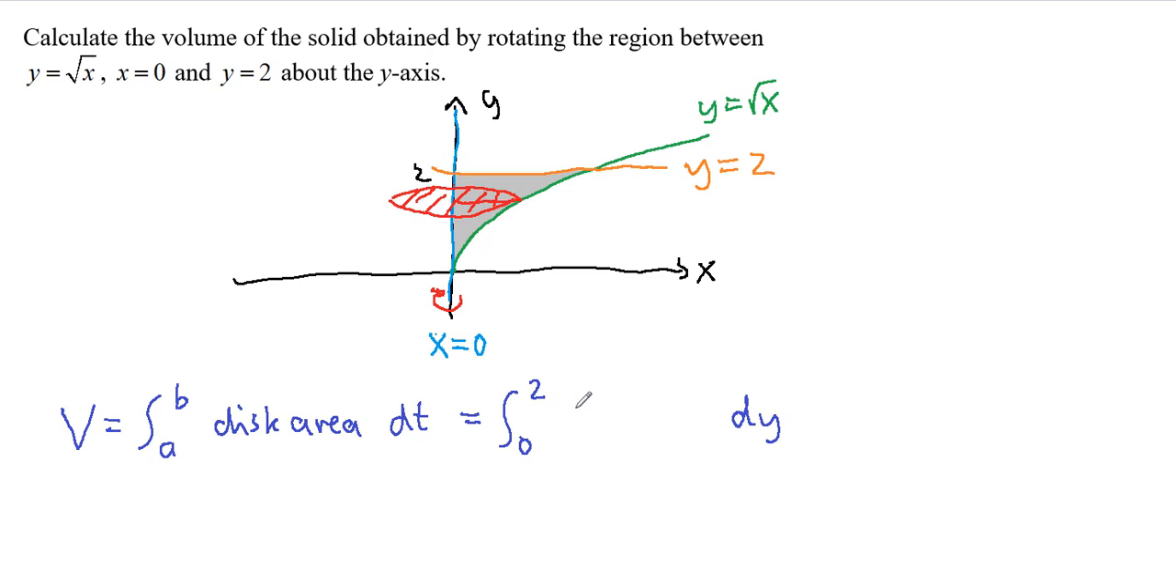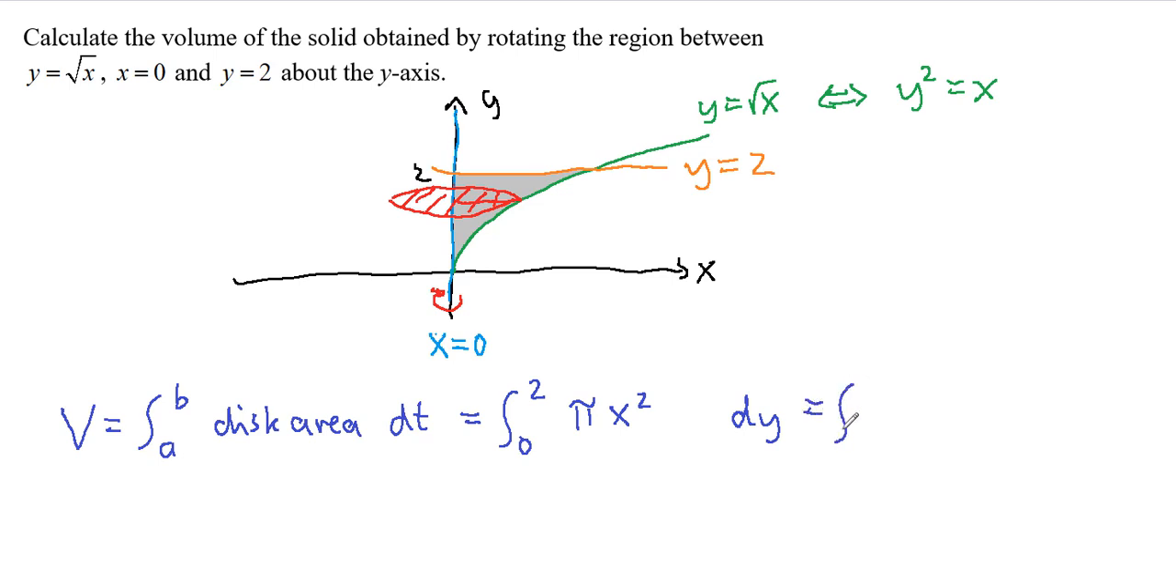The disk area is pi times r squared, and our radius is x. Now we have a problem, because we are asked to integrate with respect to y, but we have an x in our integrand. We should take this function y is equal to square root of x and solve it for x. So we square both sides and we get that x is equal to y squared. Now we can continue with our integration.